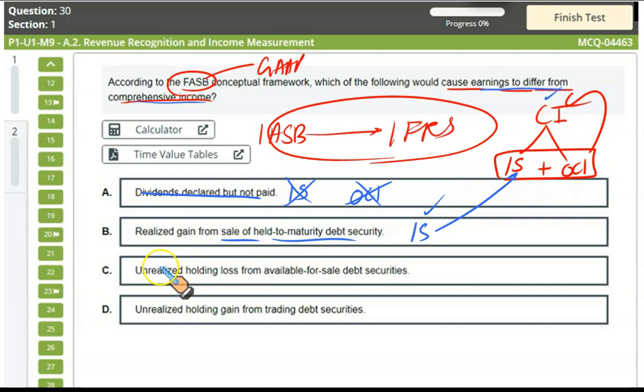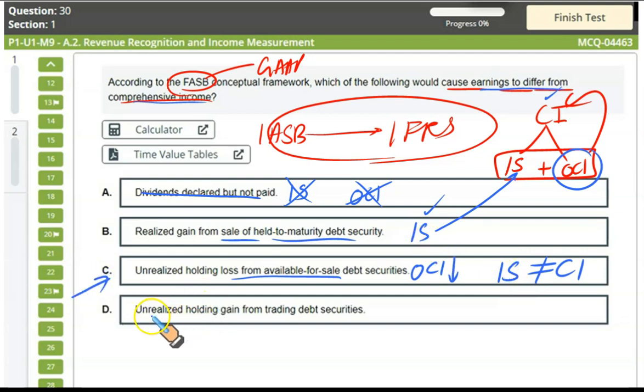Okay, now, unrealized holding loss from the available for sale debt security. We know it is reported as a loss in other comprehensive income. It will lower your other comprehensive income. In this case, this element will be reflected in comprehensive income but as a part of other comprehensive income. It will not affect your income statement. This is the situation where OCI is affected but income statement is not affected. This is the right option.